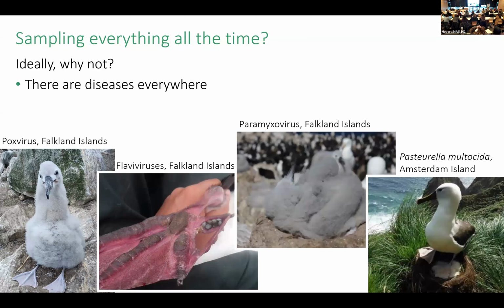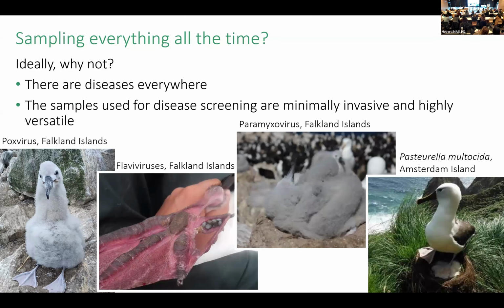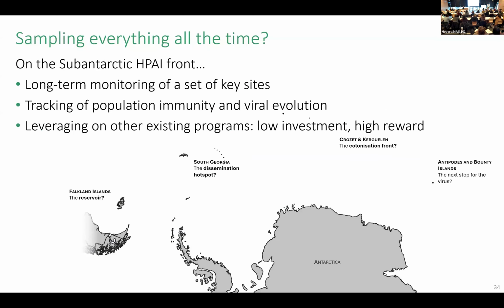The reason we had good baseline data was because we started studying other diseases before, because there's not only bird flu in those systems. The samples are very useful for different studies, so you can bank them and use them later. We're going to carry on our sampling in those areas.